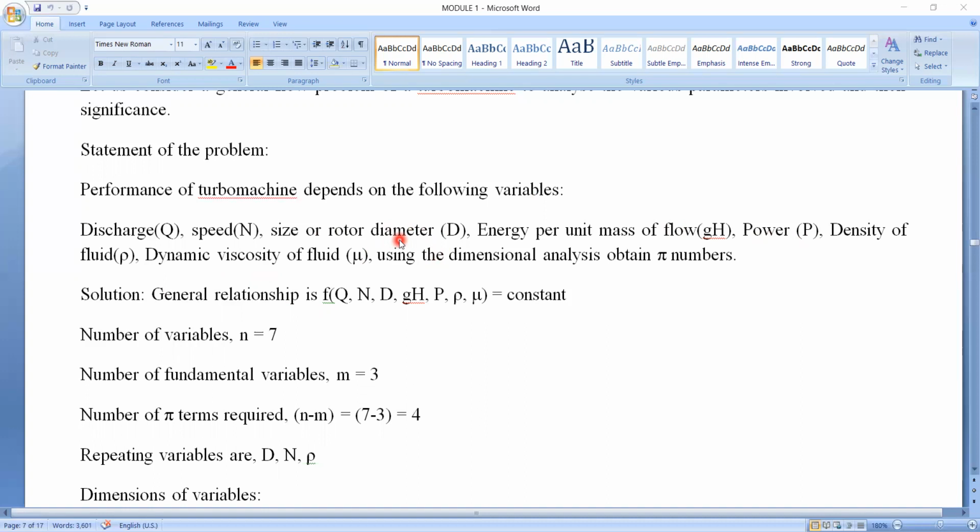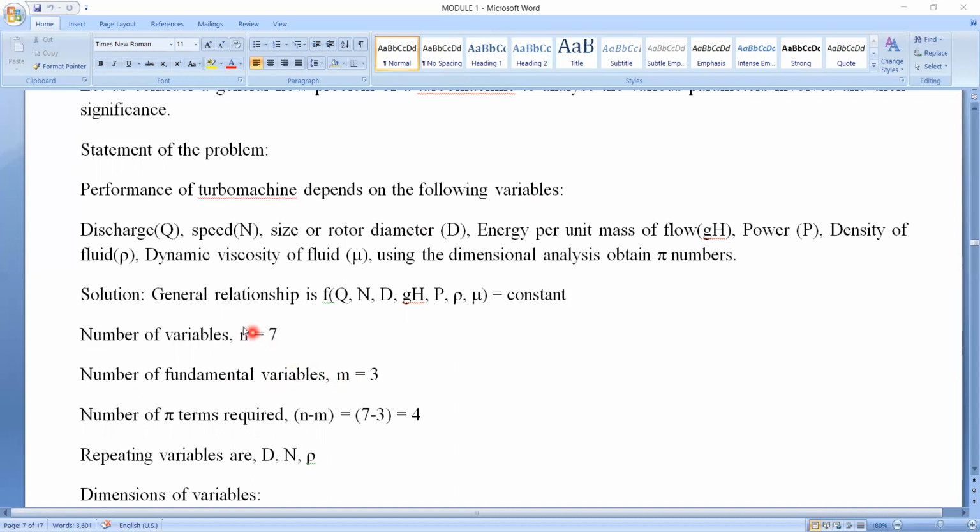Here we are going to use the Buckingham pi theorem, which states that if the process involves n number of variables, and those variables involve m number of fundamental dimensions, then the number of dimensionless pi terms equals n minus m. The difference n minus m will give the number of pi terms.